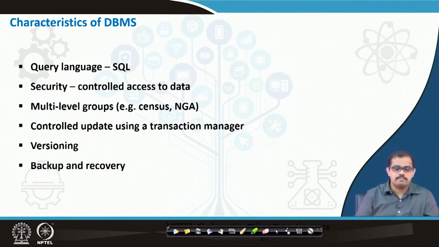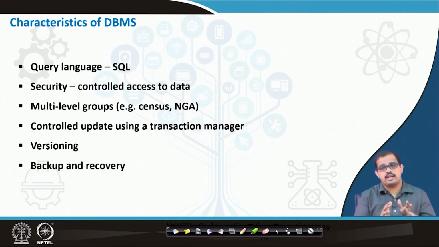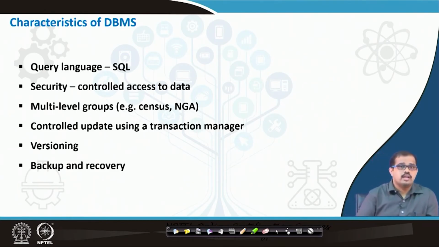Then you have controlled update using a transaction manager. Many times you may have to visit a particular site or write to a particular person in order to have some restrictions removed for access to the particular data. That is what is called controlled update using a transaction manager. Then you have versioning. Versioning is a very important feature of the database, which keeps track of what has improved and how previous errors or loopholes in the database have been corrected over a period of time. Then the last one is backup and recovery.